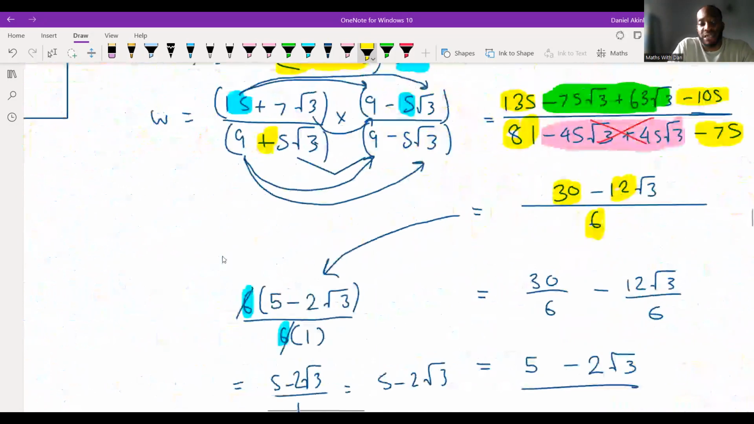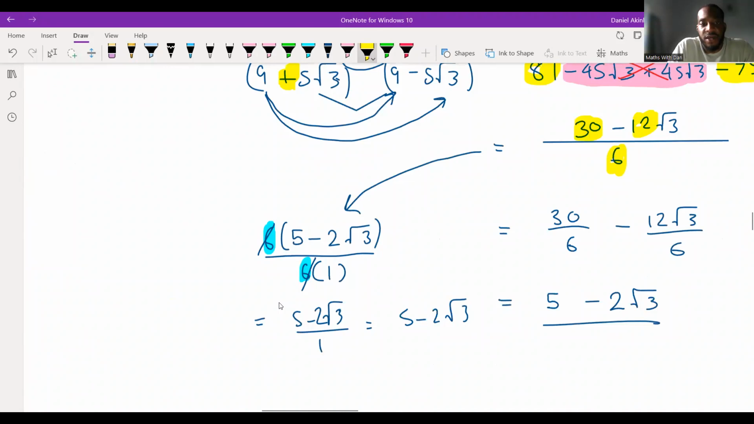I would just say factorize, yeah? Just to be safe, yeah? Cool.